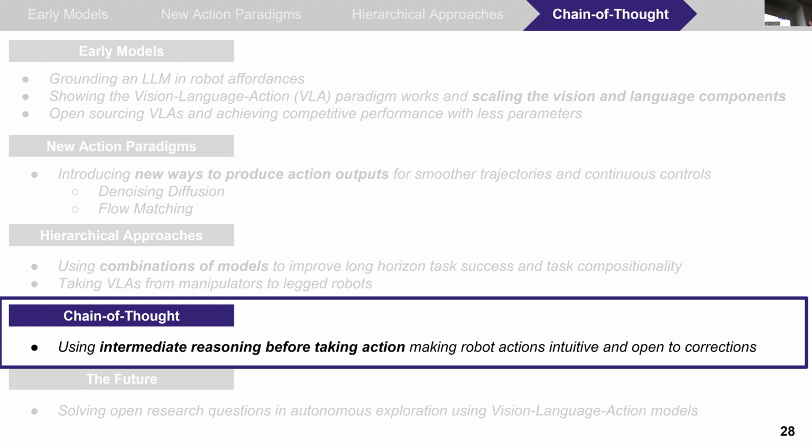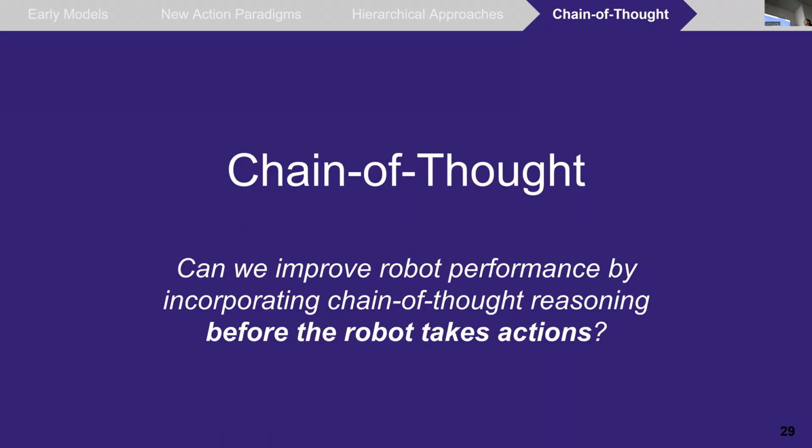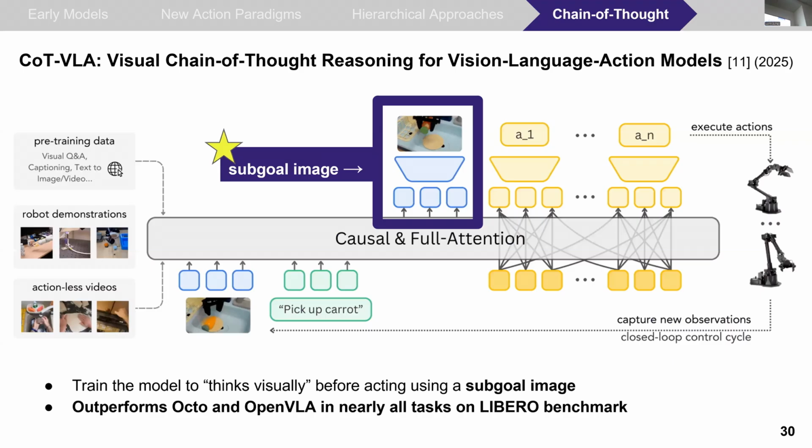So this is where we take some of the lessons from large language models that do some type of intermediate reasoning, and we try to apply that to VLAs for robots to make them reason a little bit before they take action. So if we use chain of thought, can we improve the robot's performance and allow it to reason before it takes action? So that's what they look at in this method. This is visual chain of thought reasoning for vision language action models.